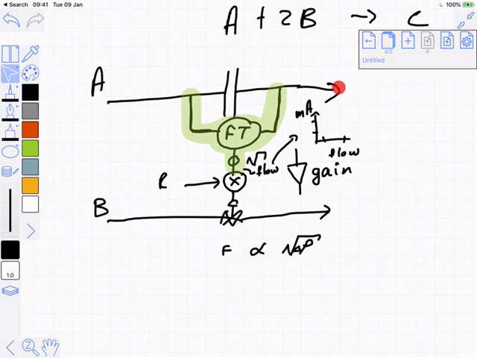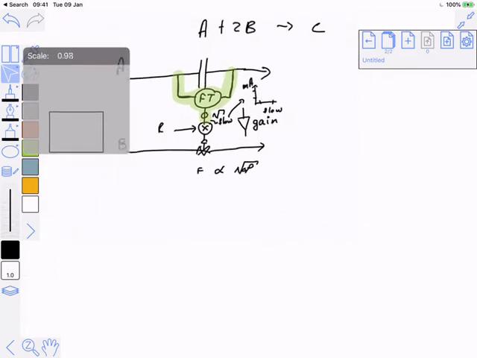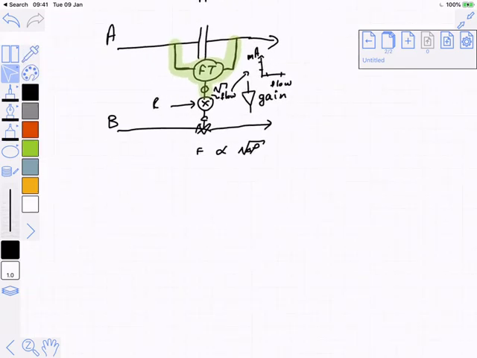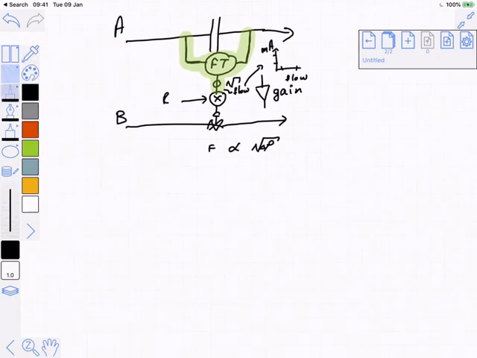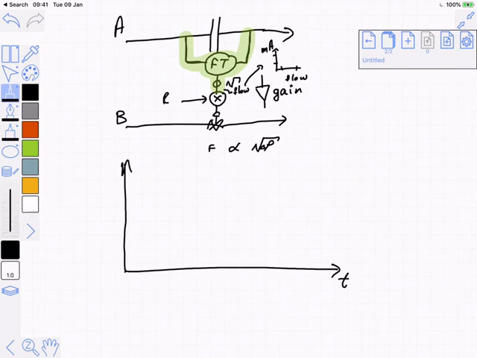Now, what do we know? So think about the graph, right? Let's imagine, just to keep things really simple, I'm going to draw a sketch here with time and flow, right? And this is like A and B flow rate, both of them.